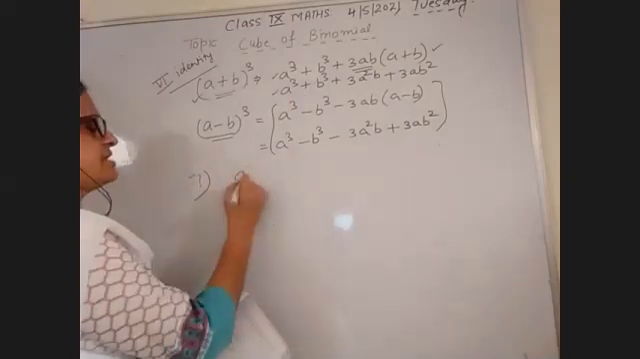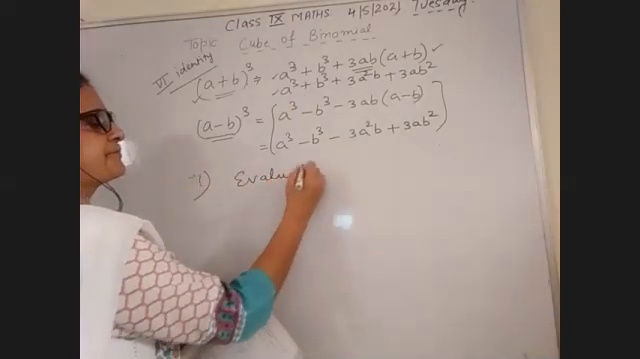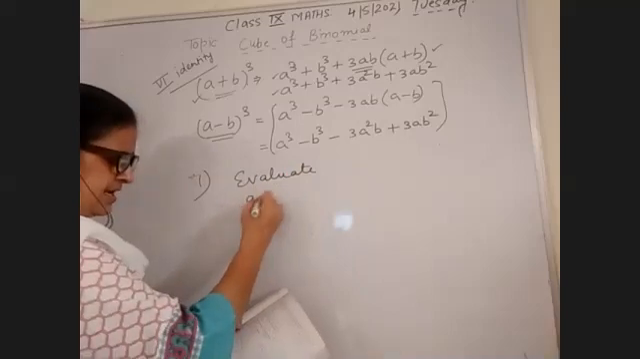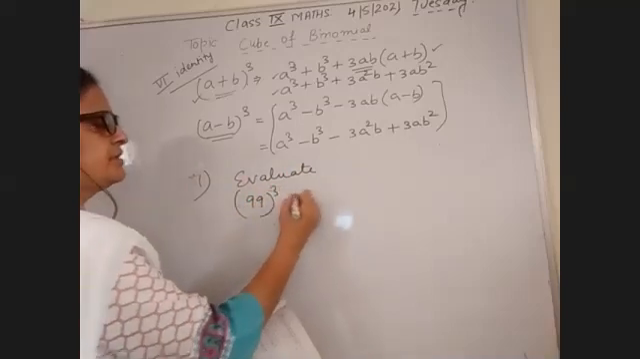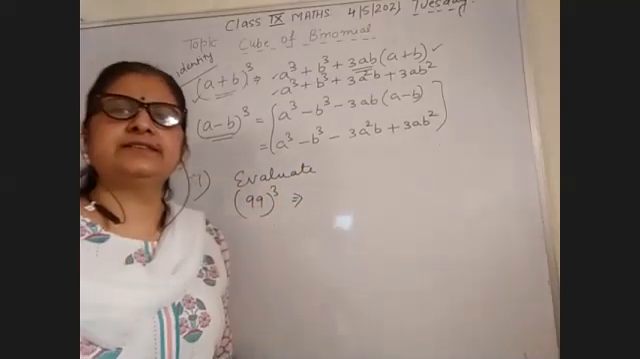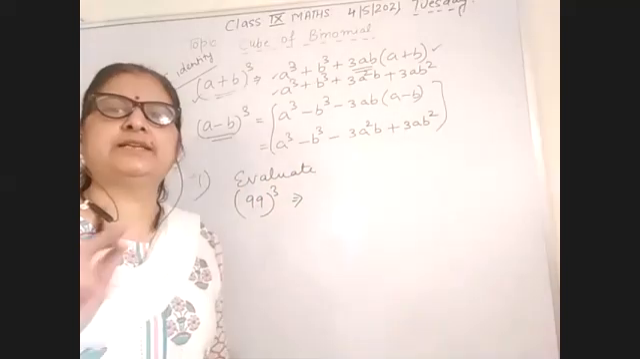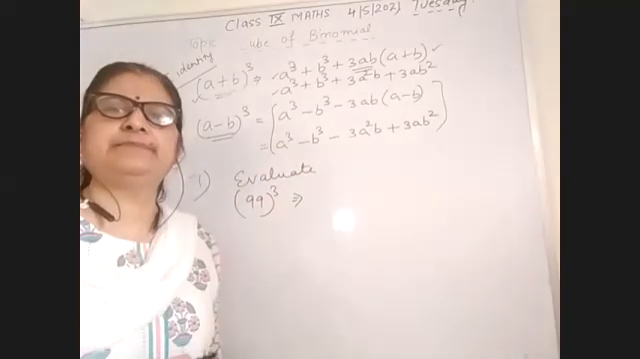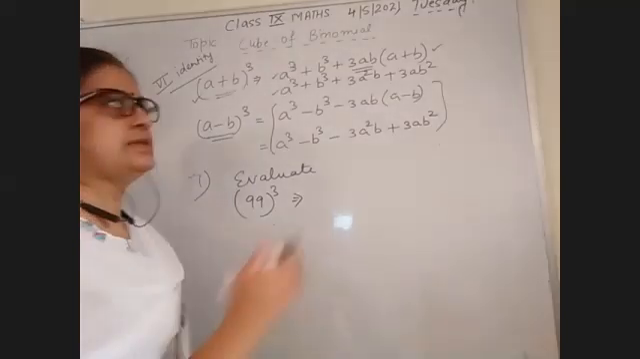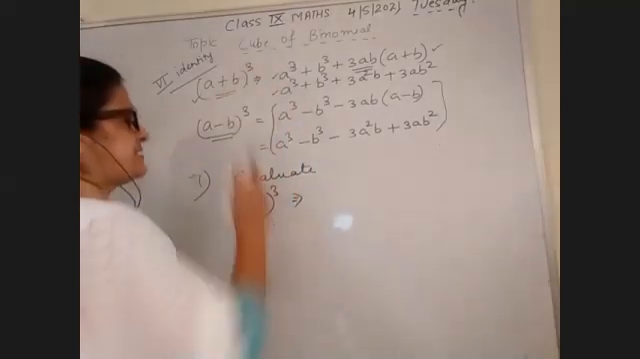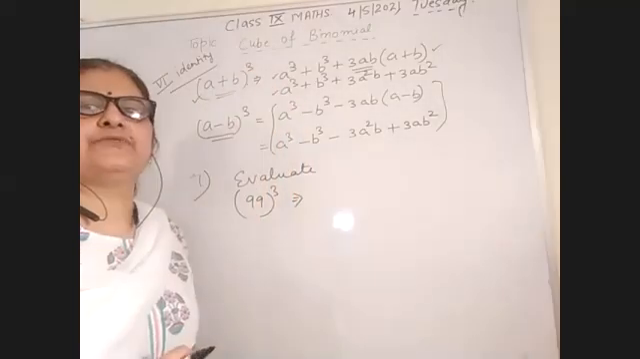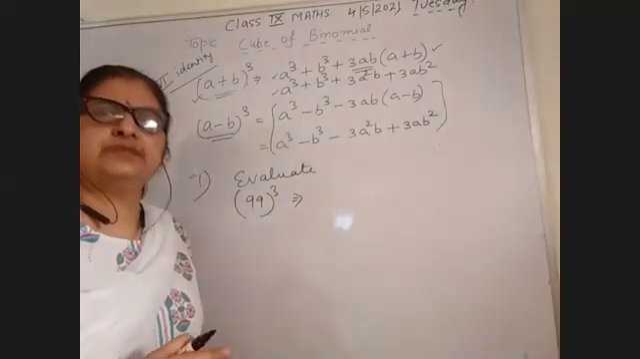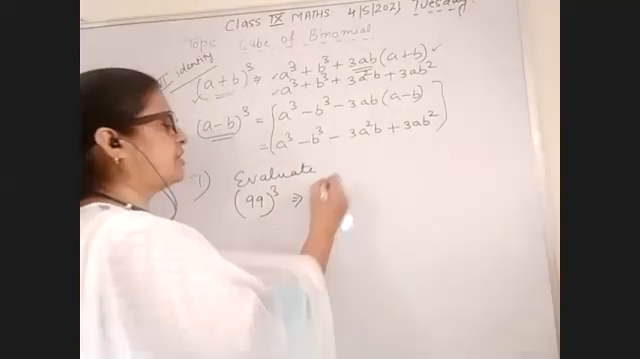7th question, evaluate 99 whole cube. Don't write like this, 99 multiply 99 multiply 99. No, it is not the right answer. You have to use this identity and evaluate the value of 99 whole cube. How will you solve this question?